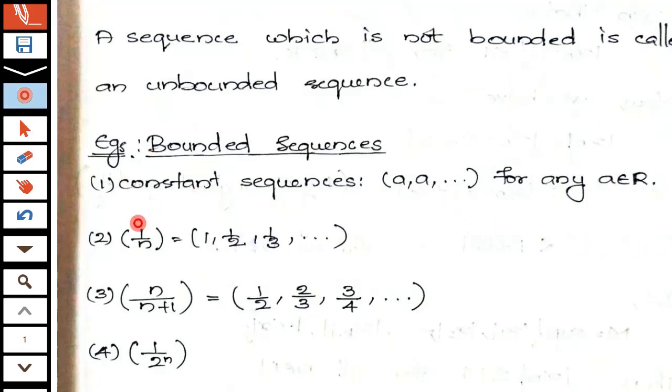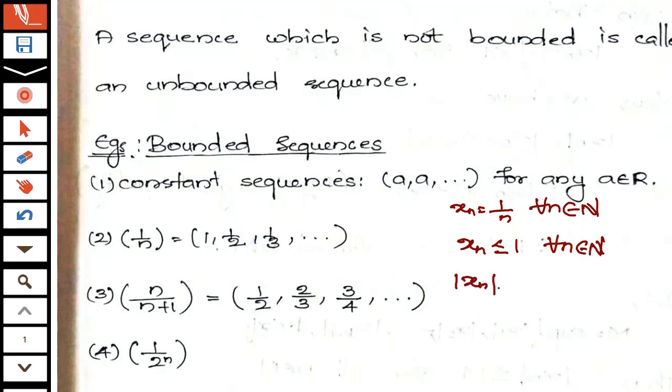Next, to consider second example, the sequence 1/n. So, the sequence 1/n is the sequence 1, 1/2, 1/3, etc. So, here xn is equal to 1/n for every n belongs to N. So, clearly here xn is less than or equal to 1 for all n belongs to N, that we know. Here |xn| is equal to xn because all the terms are positive. So, we can write |xn| is less than or equal to 1 for all n belongs to N.